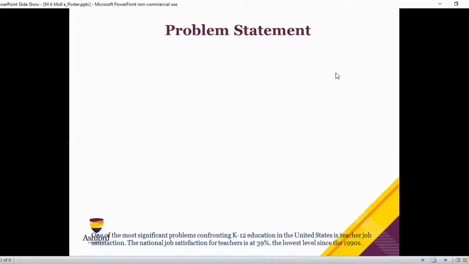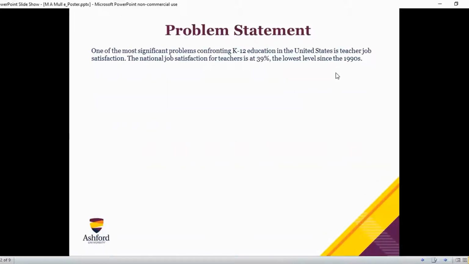Problem statement. Only 39% of experienced teachers in the United States indicated that they are very satisfied with their job. One of the reasons cited for a decline in teacher job satisfaction is principals' communication.